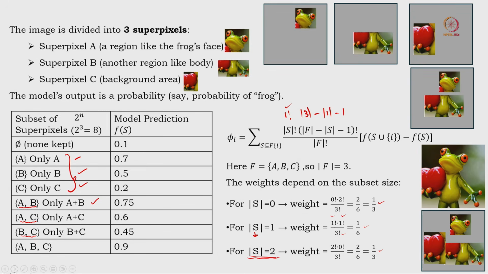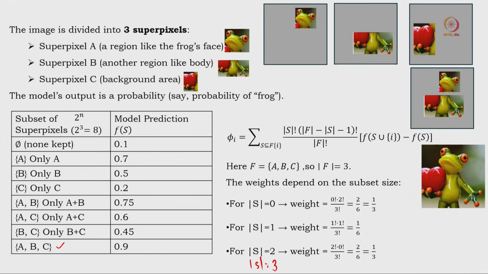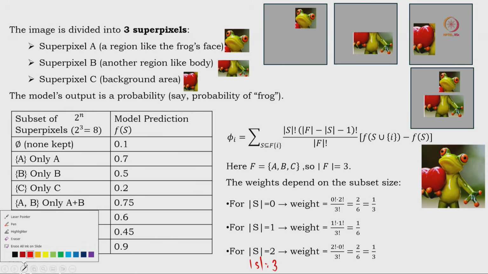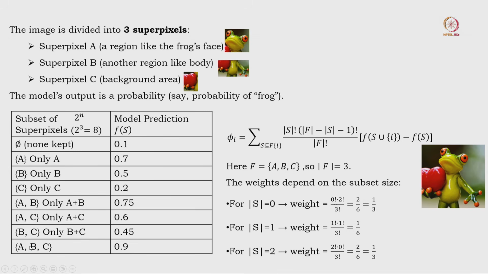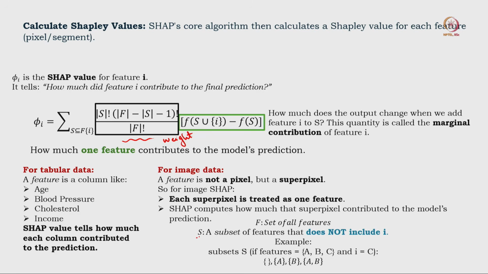Now, you can ask the question: why are we not calculating this for cardinality of S equal to 3, or a subset S containing 3 superpixels? Containing 3 superpixels is actually ABC. Why are we not doing it? Go back to the definition of subset S. What exactly is S? S is a subset of features that does not include I.